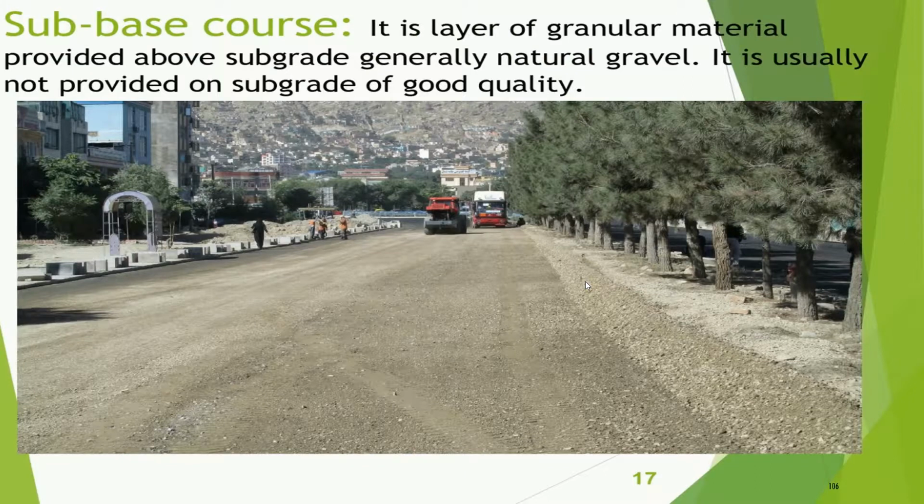The next point is the sub-base course. It is a layer of granular material provided above the subgrade, generally natural gravel. It is usually not provided on a subgrade of good quality. Once we have provided the subgrade, the layer we provide after that is called the sub-base course. By using various types of murum and small or medium type of aggregate, we are constructing this sub-base course.